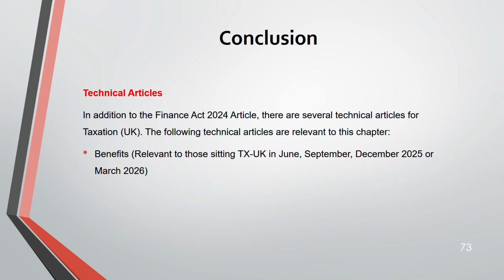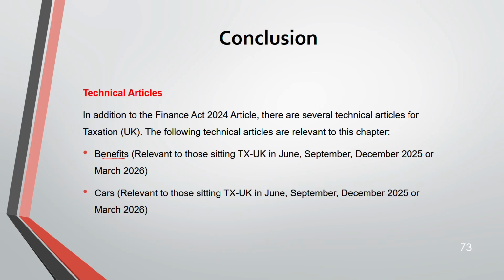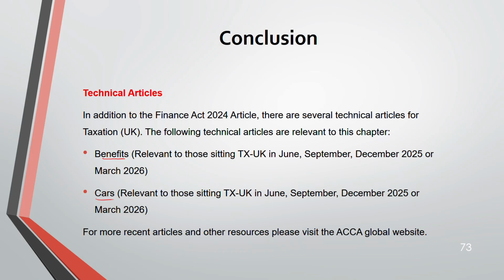So the technical articles that you have to read for this lecture, yes, there are technical articles. You have to go online to your ACCA website and find the article known as benefits. These are relevant for your exams for June, September, December and March 2026, up to March 2026. The next technical article is cars. So benefits and cars, these are the two technical articles you have to read.